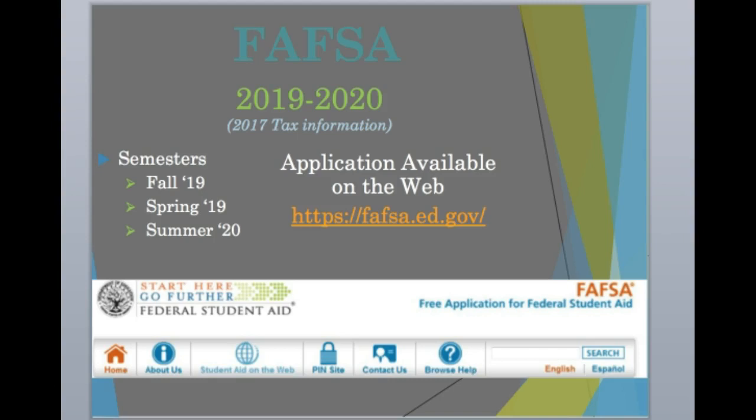For the FAFSA, the 1920 FAFSA, you will need your 2017 tax information. That is what will be used to complete the FAFSA. And so 1920 means the student will be attending college in either fall of 19, spring of 19, or summer of 20. The application, again, is available at fafsa.ed.gov. And that's where they will complete that application.